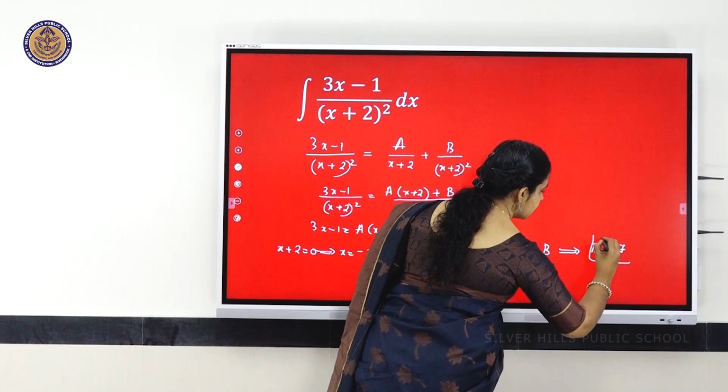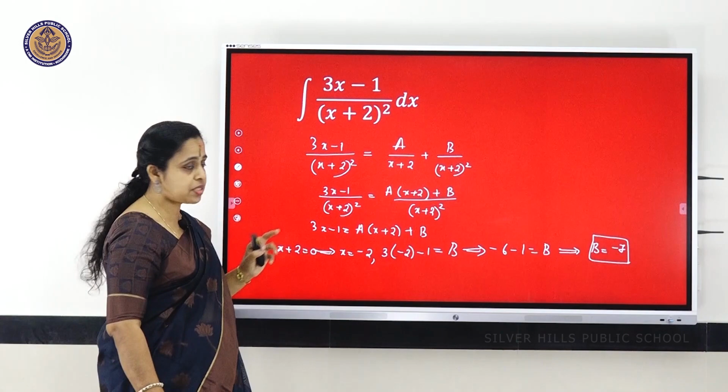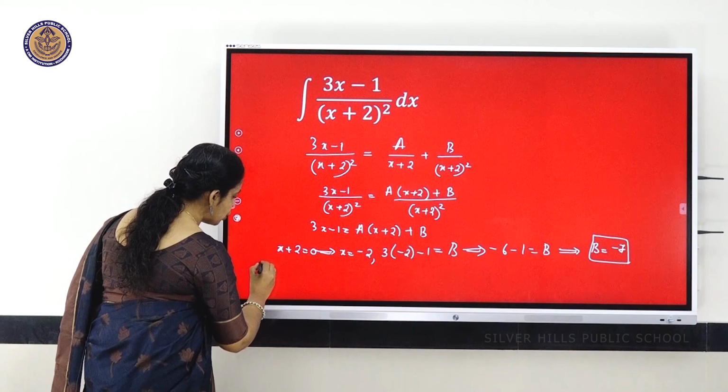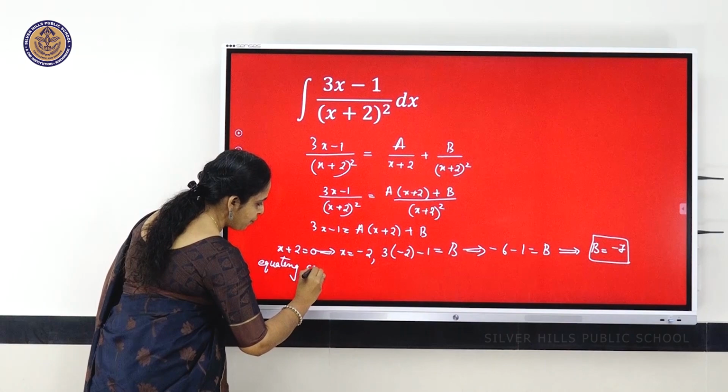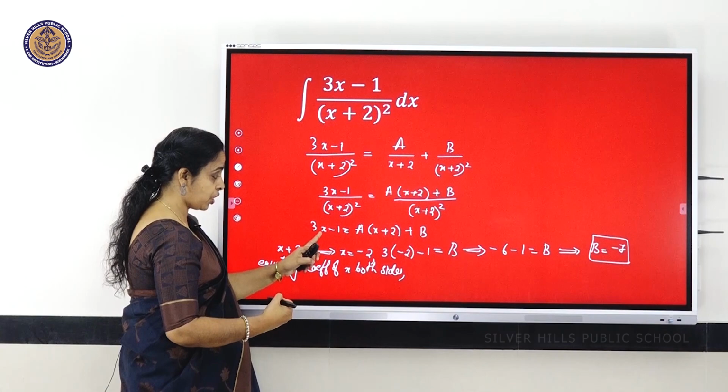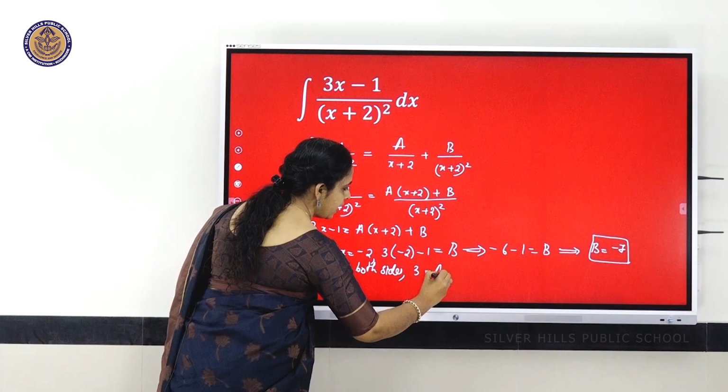Now, since the only factor we equated to 0, we can equate coefficients of x both sides of this equation. The LHS coefficient of x is 3. So, we are going to equate coefficient of x both sides. 3 on the left side equal to a on the right side. Very easily we got the value of a.